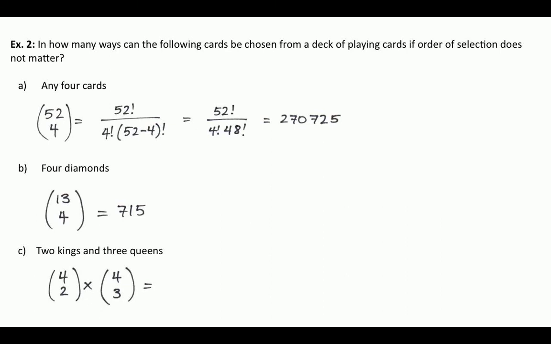We're going to multiply these out. Yep. Again, fundamental counting principle in play right now. And we get 6 times 4. There are 24 ways of choosing 2 kings and 3 queens from a standard deck. There you go.